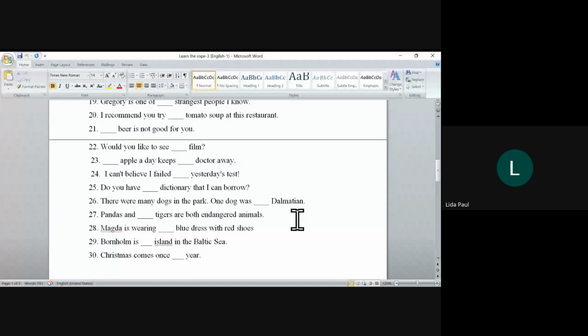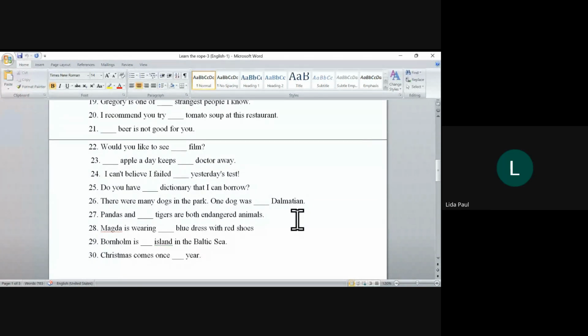27. Pandas and dash tigers are both endangered animals. No article, right? Pandas and tigers are both endangered animals. So usually we don't use any articles for plural nouns unless, of course, you want to make it specific, right? So pandas and tigers are both endangered animals.